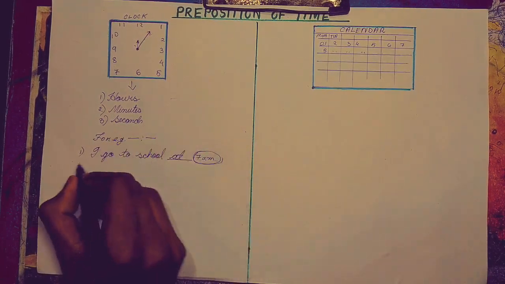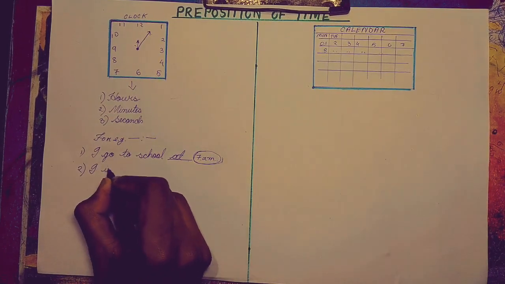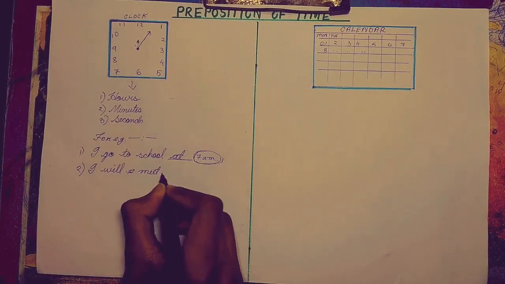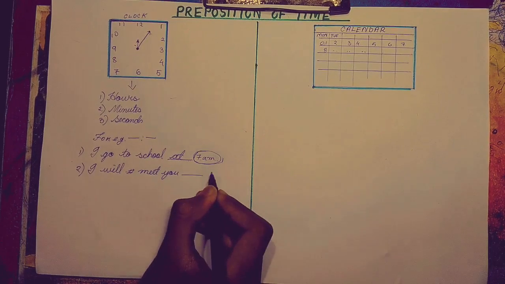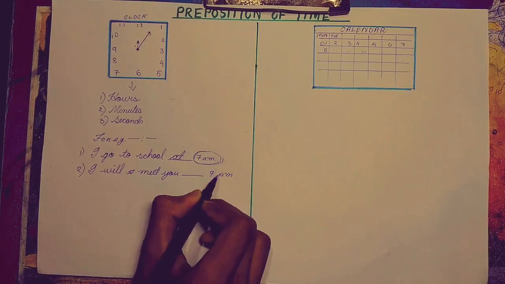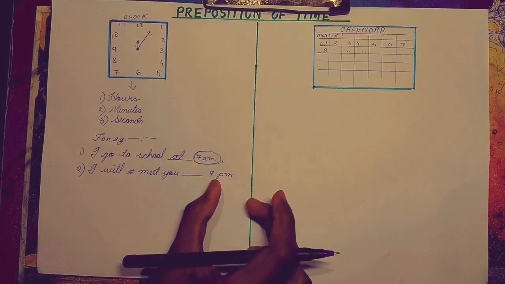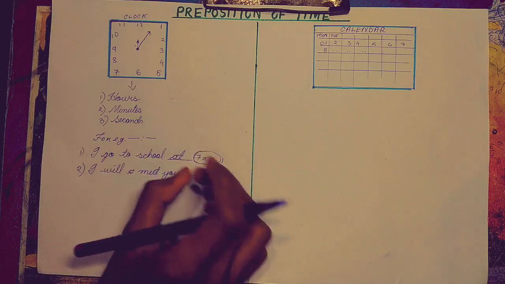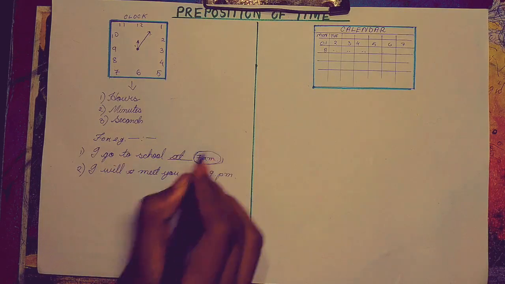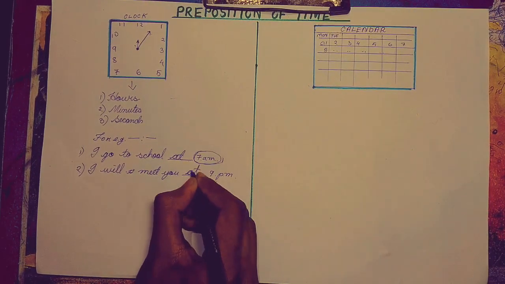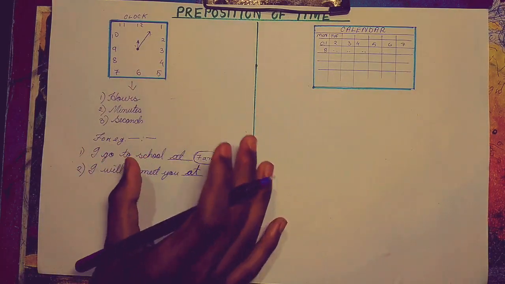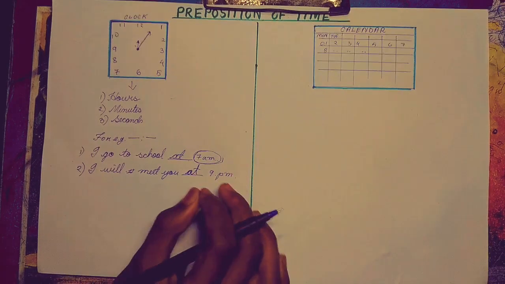I'm giving you another example. I will meet you at 9 p.m. This 9 p.m. refers to a timing that you can measure on the clock. So any timing that you can measure or see on the clock, you will always use the preposition at. Don't waste your time, and don't think too much, as you know that you have limited time in your examination. Just put the preposition at.